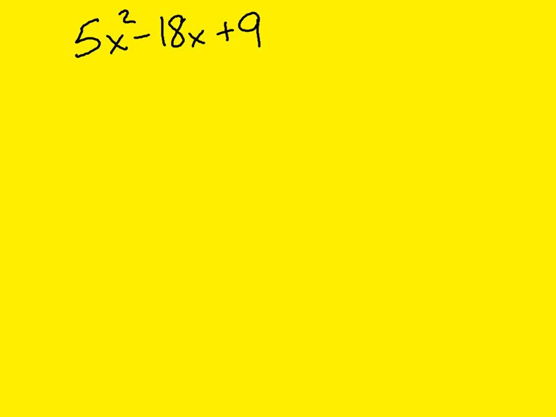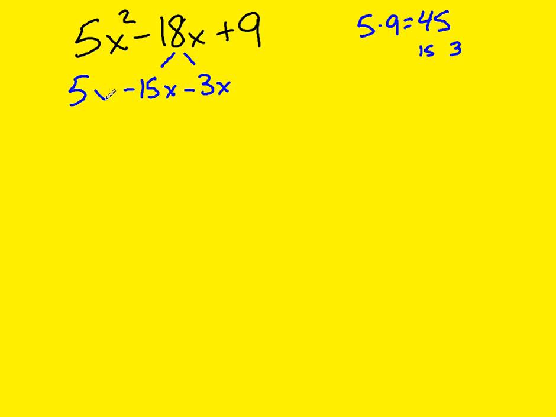Let's look at another example. Same idea. I first look, can I pull anything out of everything? No, I can't. So I'm going to start by saying, what is 5 times 9? It is 45. So what are factors of 45 that add to give you 18? Those numbers are going to be 15 and 3. So what I'm going to do is I need to break this down into 15x and 3x. Now again, take a look at this sign here. The only way that happens is if both of them are negative.